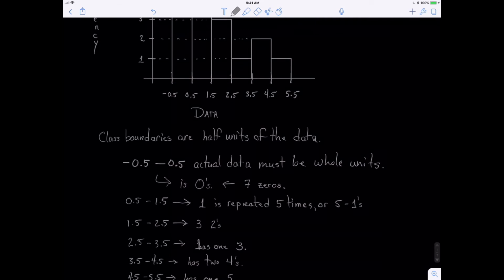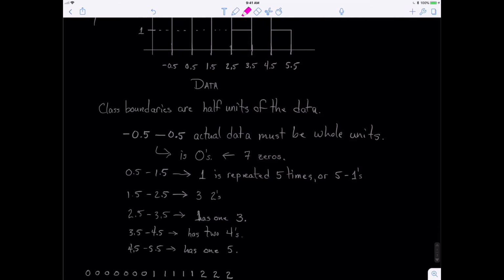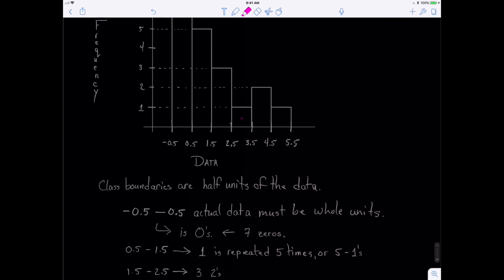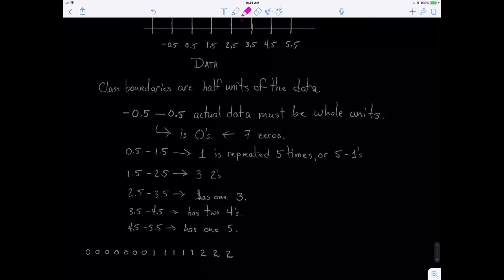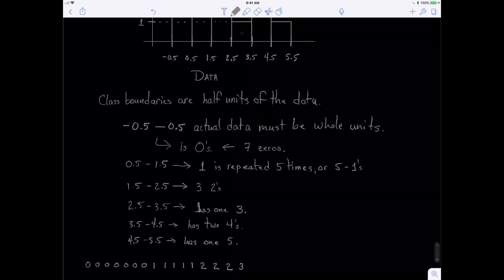We're at the fourth bin right here, and it has just a 3. The next bin has 4s and has 2 of them, so let's put 2 4s. And the last bin has a 5.